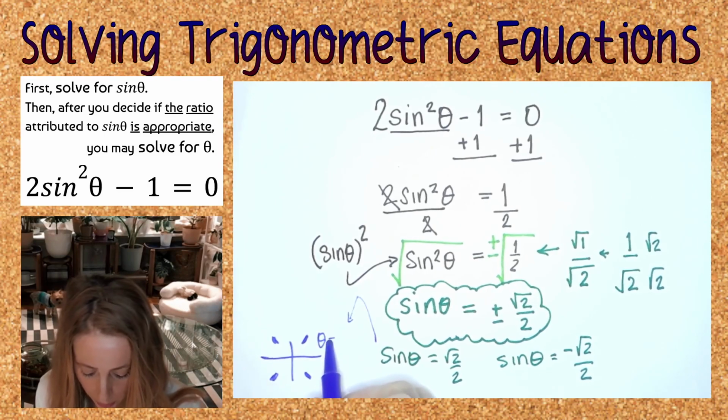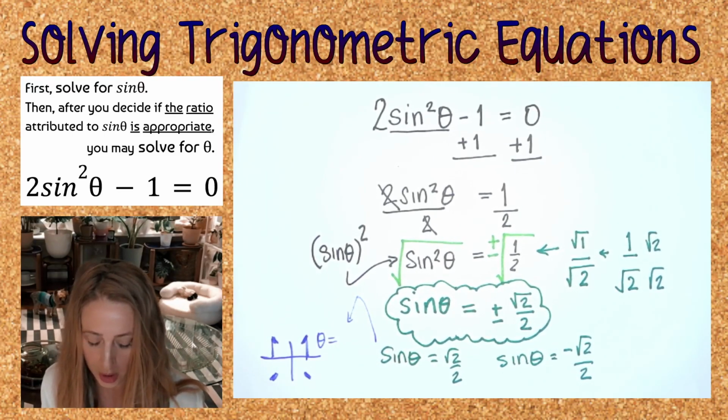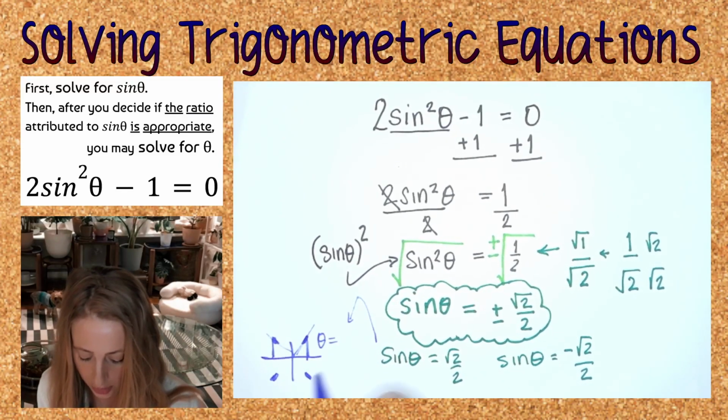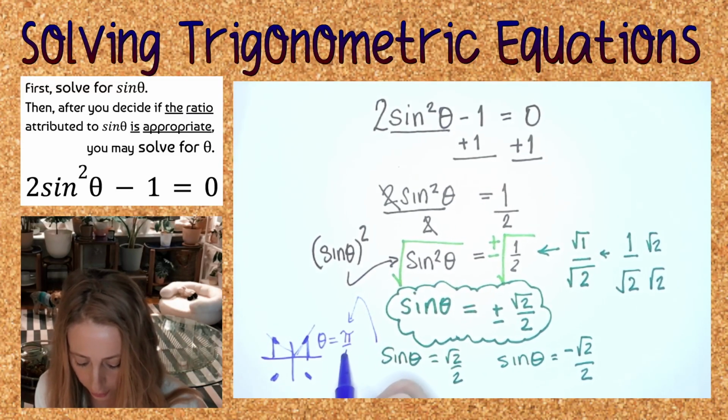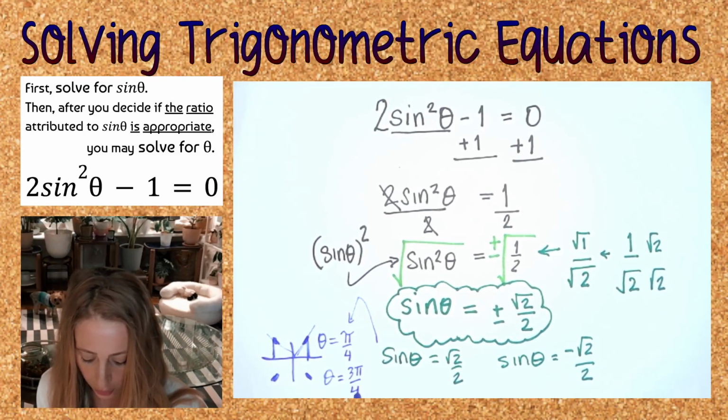So theta equals, well, where is sine positive? Sine is the y value, up a medium amount over here and over here, right in the middle of those quadrants. Do you remember who those are? That is pi over 4, and that is 3 pi over 4.